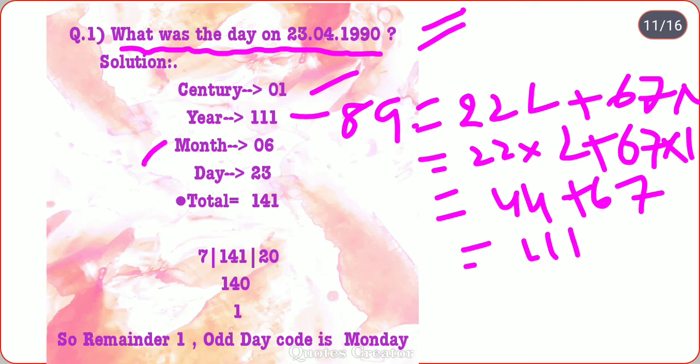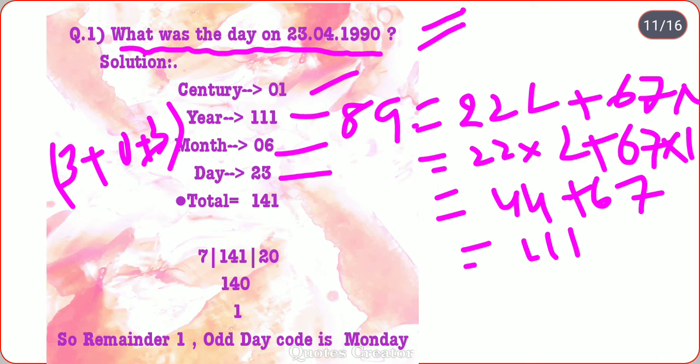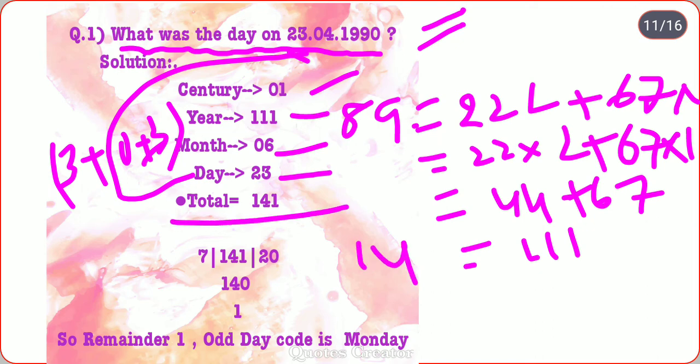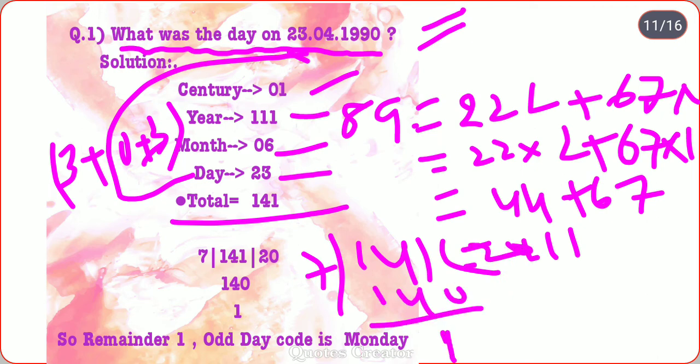Month code: January month 3, February month 0, and March month 3. April month is not completed, so the months before it are taken, that is January to March, which is 6. Day code: the day given in the question is entered as it is. And the total is equal to 141. So 141 divided by 7: 7 twenties are 140, so the remainder is 1. This remainder 1 is equal to Monday.